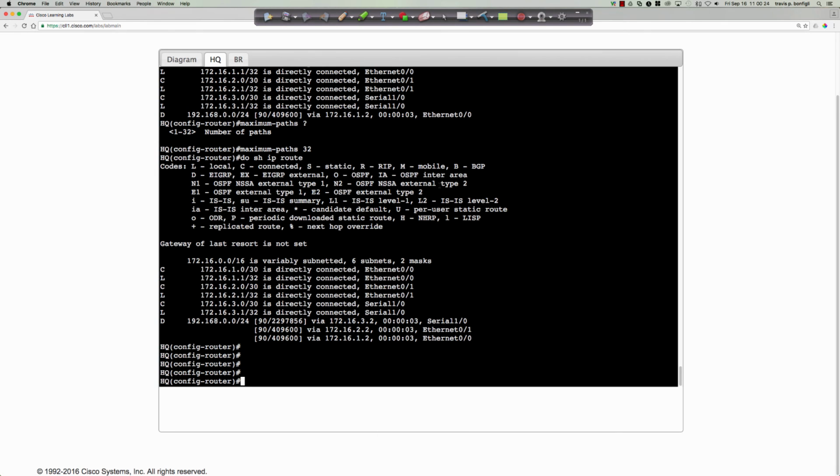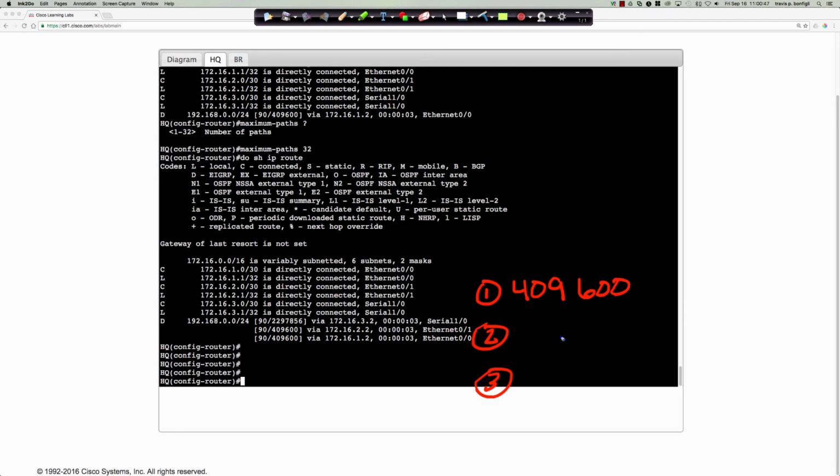And so when we look at the different values that we have here, we're trying to determine what the ratio would be. So how many packets are going to go across each of these links? The way you do it, and we're going to list them out here, is that we have the first successor, the second successor, and the third successor. The first successor has a computed distance of 409,600. The second one, the same thing, 409,600. And then we've got this large value here, 2,297,856.